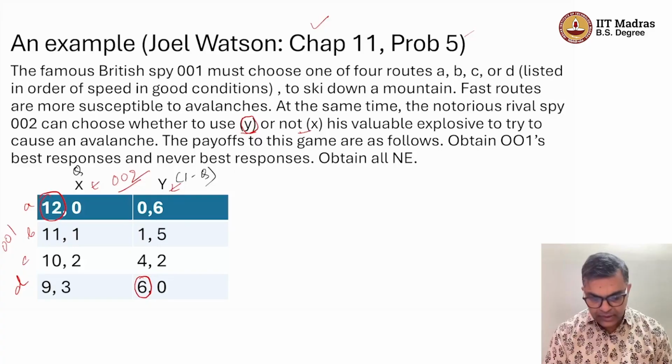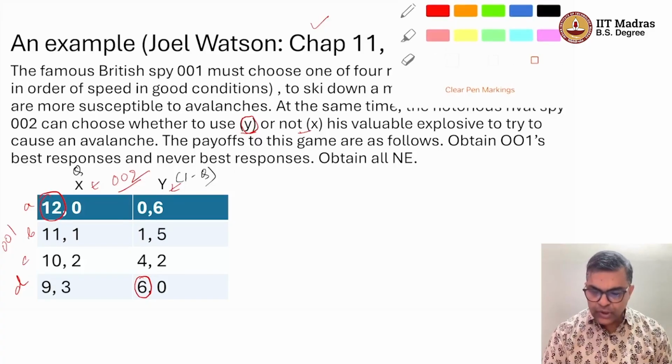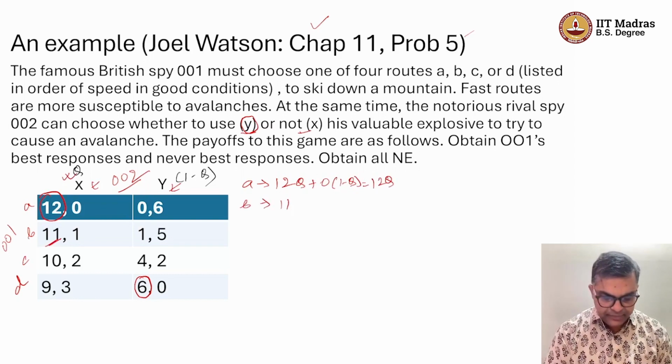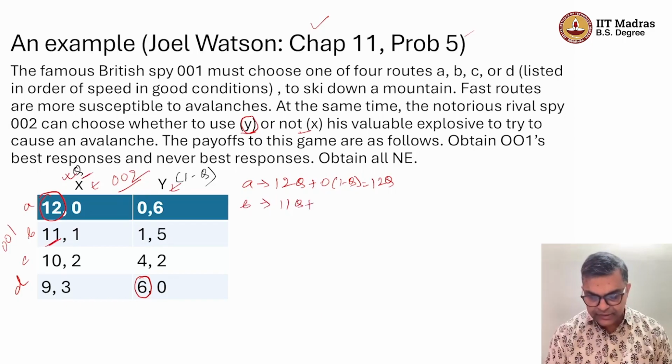So from A, 0, 0, 1 would be getting how much? Let us see. From A, it's going to be 12 with probability Q, and 0 with probability 1 minus Q. So it's going to be 12Q here. From B, it's going to be 11, that happens with probability Q. So 11Q plus 1 multiplied by 1 minus Q. This is 1 plus 10Q.